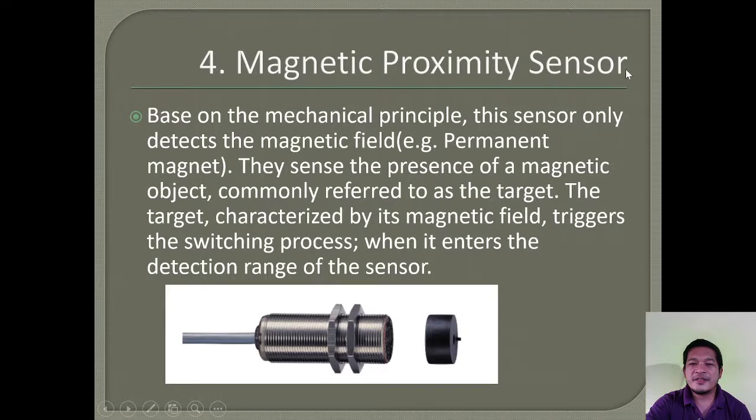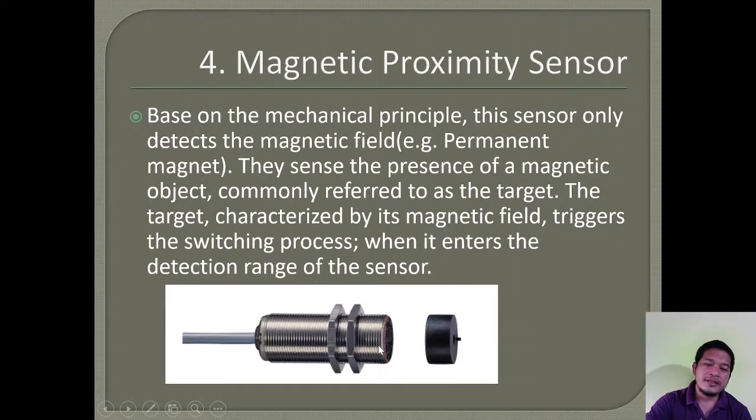Then the magnetic proximity sensor, based on the mechanical principle, only detects a magnetic field or a permanent magnet. It senses the presence of a magnetic object commonly referred to as the target. So the target, characterized by its magnetic field, triggers the switching process when it enters the detection range of the sensor. It is commonly used in a speedometer, for example on the wheel of a vehicle, which has magnets.